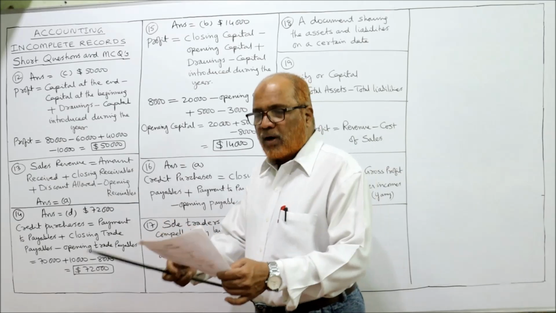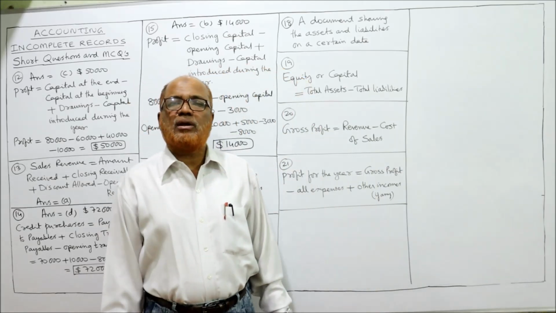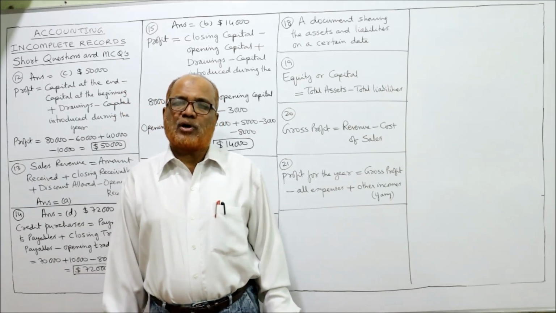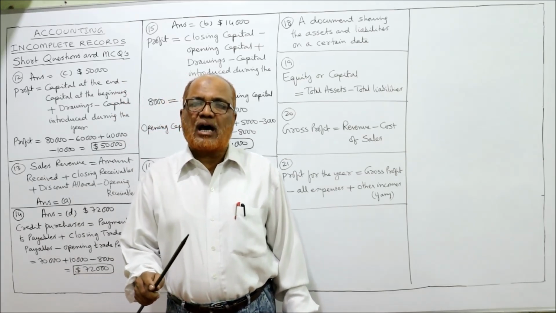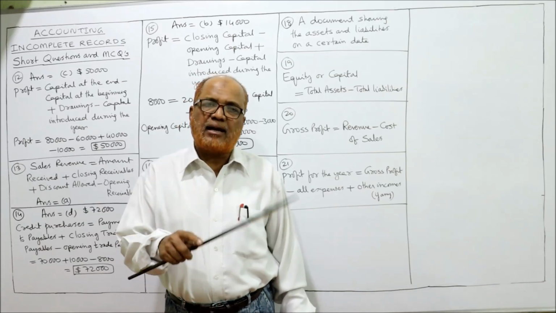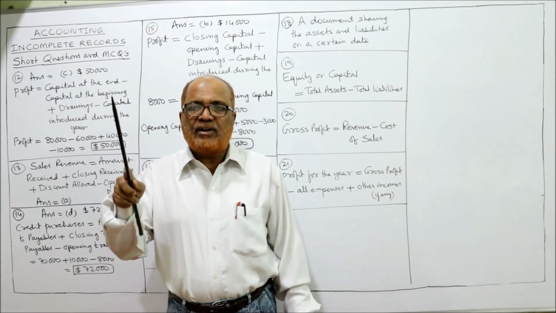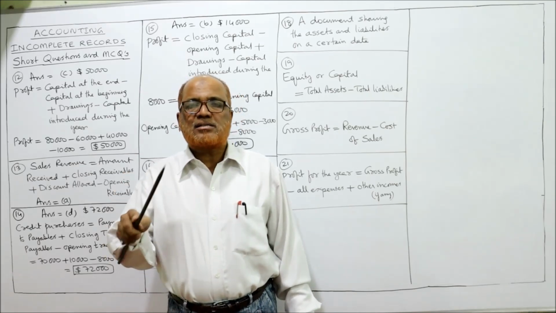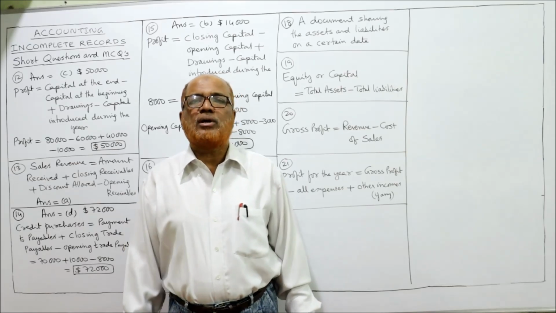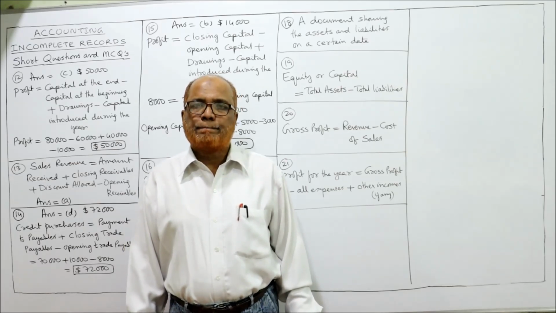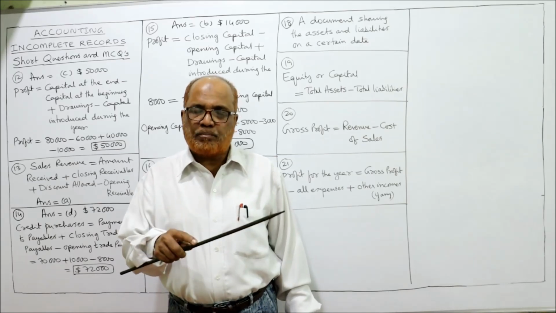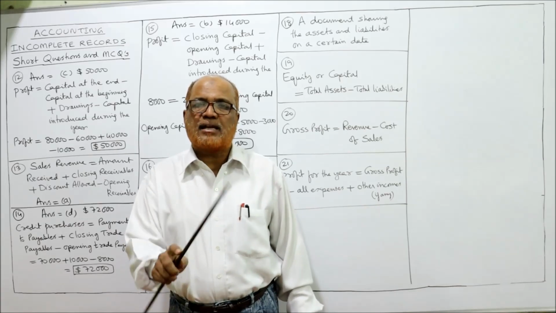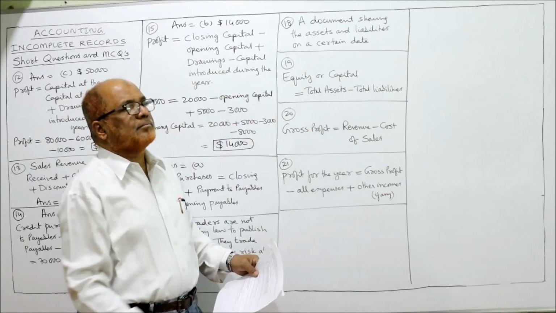Next one is, what is statement of affairs? In the theory video, the first video, I have explained it. Statement of affairs is a document or a statement which lists down all the assets and liabilities. On one side we take all assets, on the other side we take all liabilities. Assets minus liabilities is equal to capital or equity. The statement of affairs is prepared to ascertain the capital. Capital is the difference between assets and liabilities. That is statement of affairs.